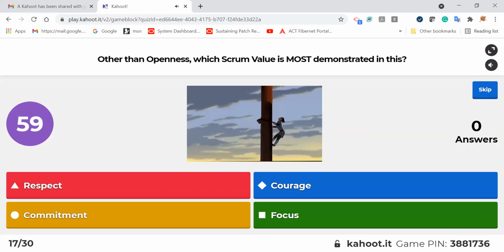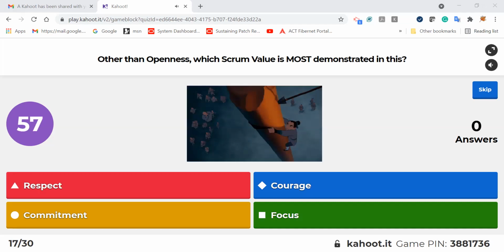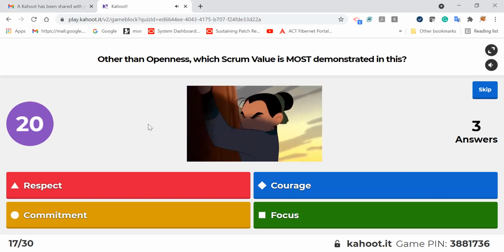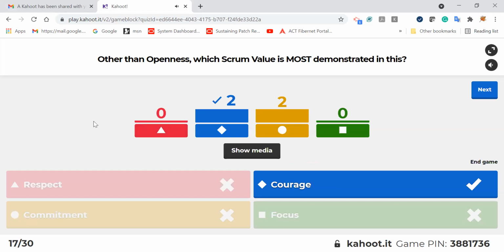Actually, to read this question completely, it was missed. Developers... They are also saying openly to others that they don't know something. So that is what they're expecting here. Somehow, the full question was not printed here. Yes, courage is the correct one, because as I mentioned, they're also saying openly to others that they don't know something. Other than openness, it's courage.